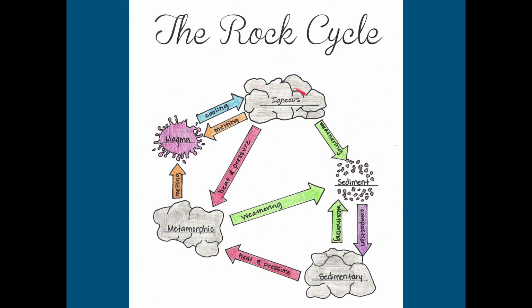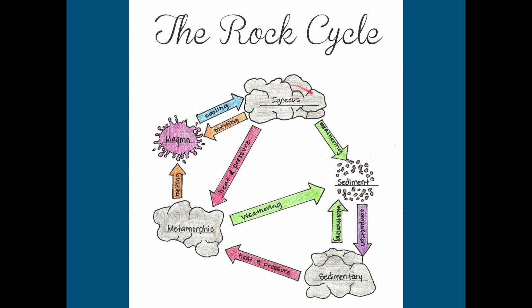There's three main rock types. There's igneous rocks, sedimentary rocks, and metamorphic rocks. Igneous rocks you can think of simply as volcanic rocks. Sedimentary rocks are the rocks that are deposited in layers. And metamorphic rocks are kind of these rocks that have been squished and reconstituted.